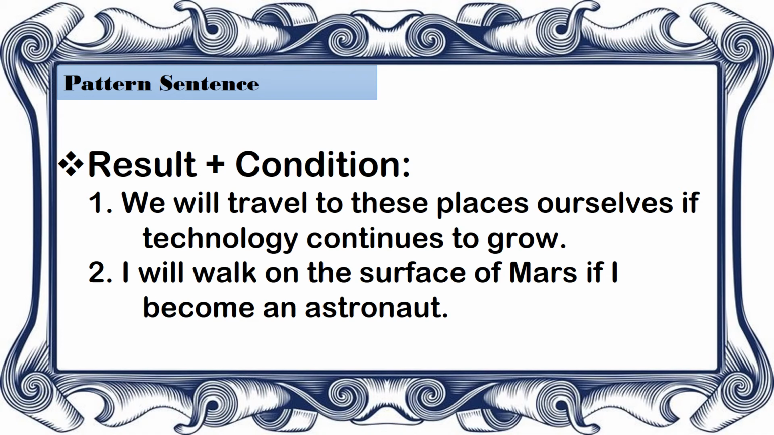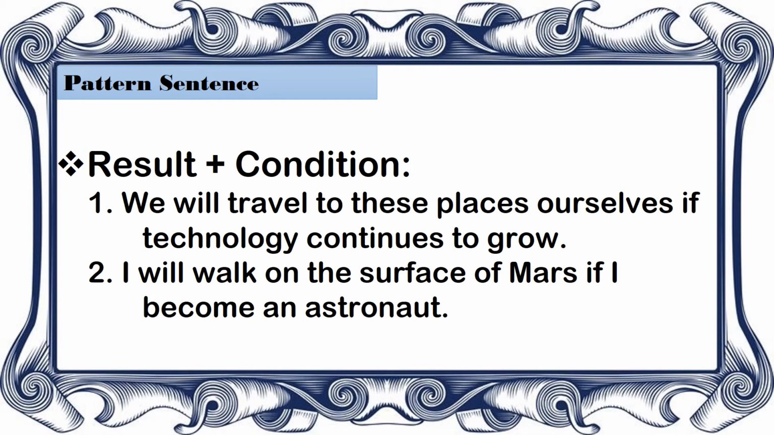Okay? So we have here a second example of the same pattern. I will walk on the surface of Mars. That is the result. Will walk is in the future tense. If I become an astronaut, if is the start of our condition, and become here is in present tense. So that is the result plus condition: the result first, or the future tense first, and then the condition, which starts with the word if.